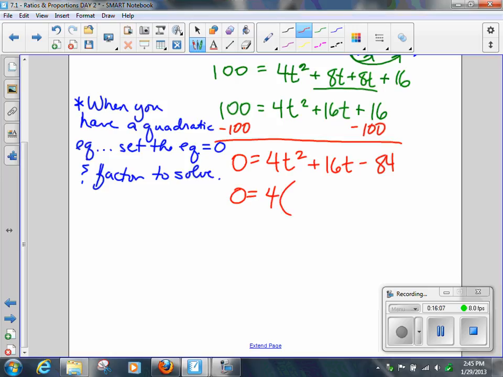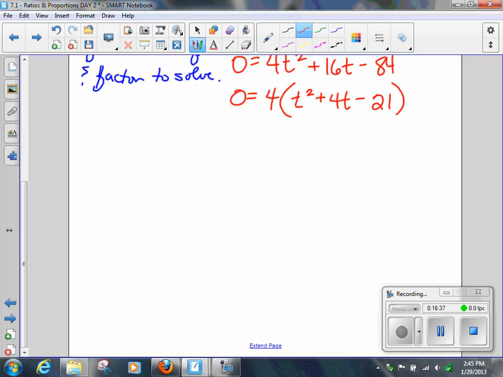This is not an easy problem, but you have to know how to do this. 4 times t squared plus 4t minus 21. You guys cool with that? All I did was factor out the GCF. I'm just taking out a 4 as the greatest common factor. And now, can I unfoil t squared plus 4t minus 21? Yeah, okay. Here we go.